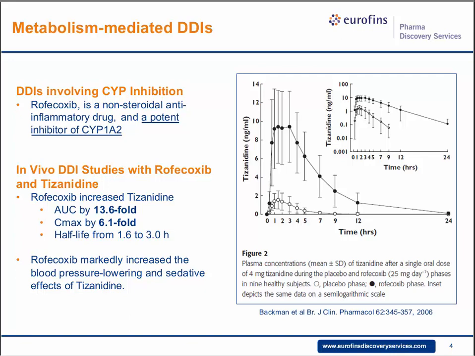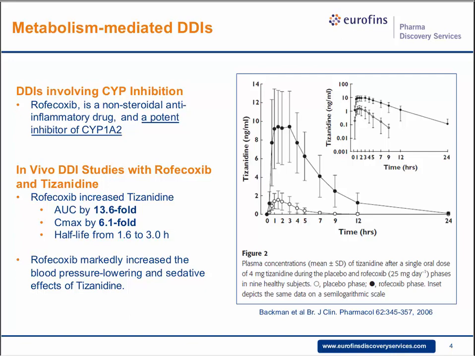The plot on the right shows concentration versus time profile of tizanidine with and without rofecoxib, and you can see in the black circle plot the significant increase in the AUC when rofecoxib is co-administered with tizanidine. So clearly we see that interactions with drug metabolizing enzymes can have a relevant clinical impact, and the example shown here is one of many that have been documented.